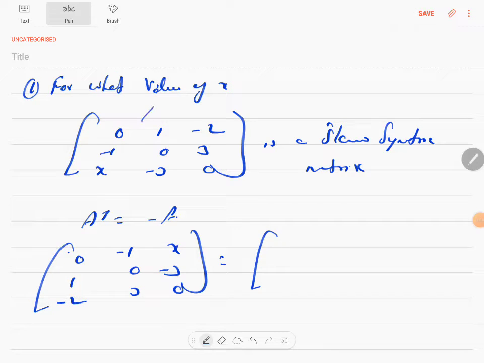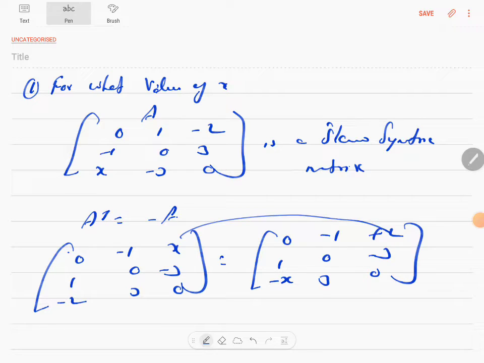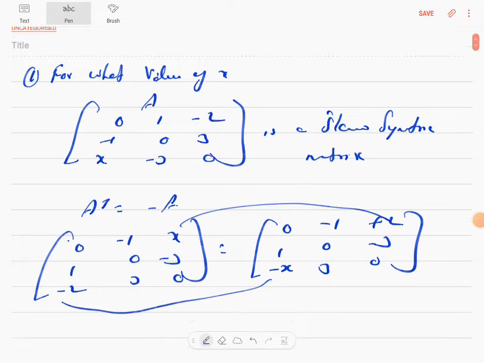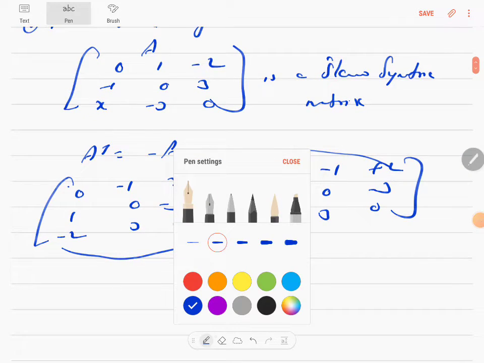This is matrix A. I have transposed it and written the left hand side. Minus A is [0 -1 2; 1 0 -3; -x 3 0]. So they both have to be equal. So x is equal to 2. Here also x is equal to 2. So that's all. This is how you find it. That's the first question's answer. So let's go to the second question.